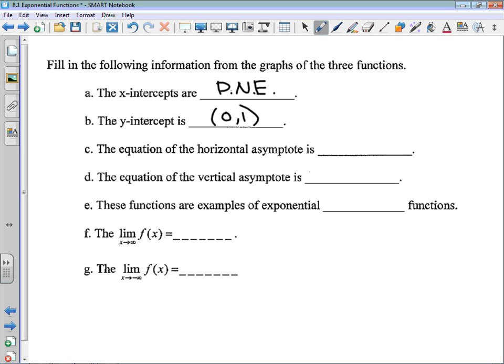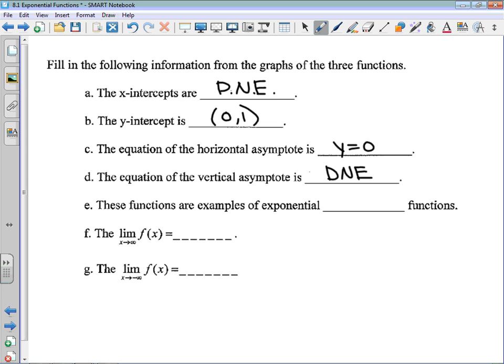My horizontal asymptote is at y equals 0. You cannot put a number to the power and get 0 unless it's 0, I suppose. The equation of the vertical asymptote does not exist. Really, really important: if you look back at those graphs, even though it looks like there might be a vertical asymptote there, those graphs will continue to increase as we go to the right.